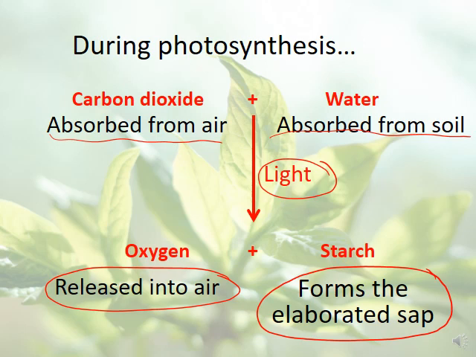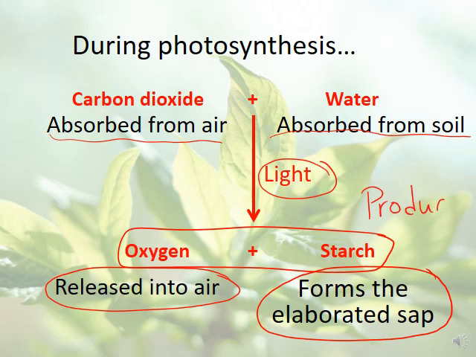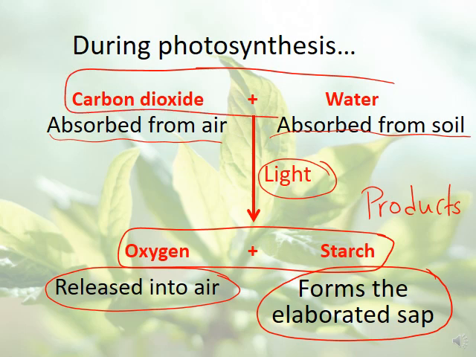So oxygen and starch are the results of the process of photosynthesis. Oxygen and starch, we call them the products, while carbon dioxide and water are called reactants.